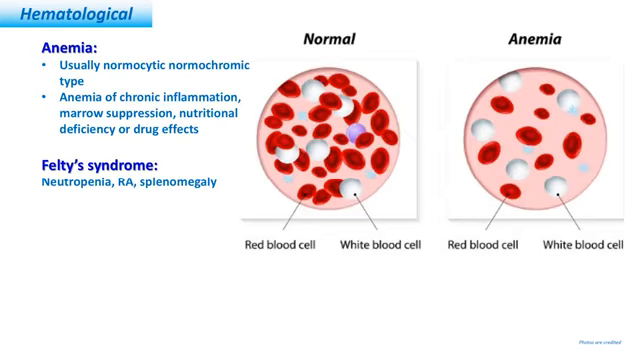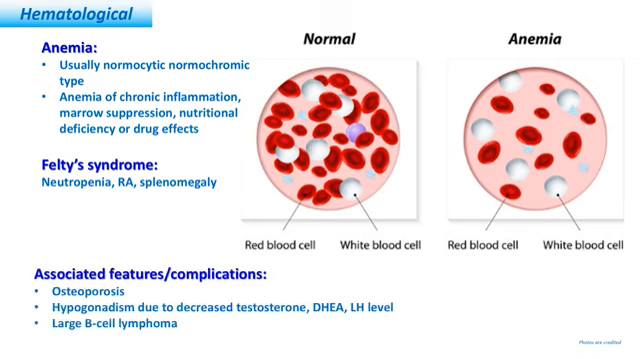Now the hematological side, anemia is common. Anemia is usually normocytic normochromic type, anemia of chronic inflammation or marrow suppression, anemia of nutritional deficiency or drug effect. Regarding Felty syndrome, it is neutropenia, rheumatoid arthritis and splenomegaly.